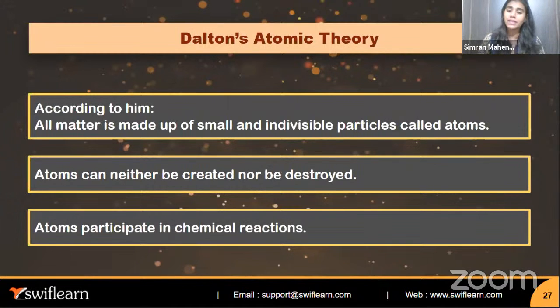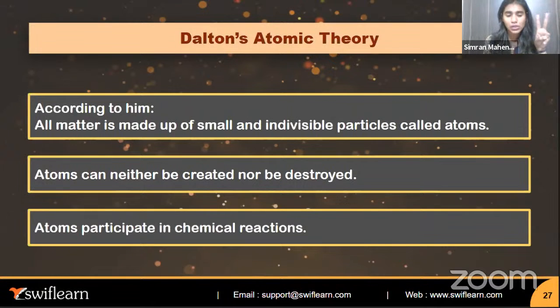Now, what was Dalton's atomic theory? There were a few postulates that were set by Dalton. Number one: all matter is made up of small indivisible particles called atoms. Once again, all matter is made up of small indivisible particles. Indivisible means it cannot be broken down further. Whether it is your computer screen or your pen or your dress or your chair or the air around you, everything is matter, right? And what is this matter made up of? It is made up of small indivisible particles called atoms. That is the first postulate.